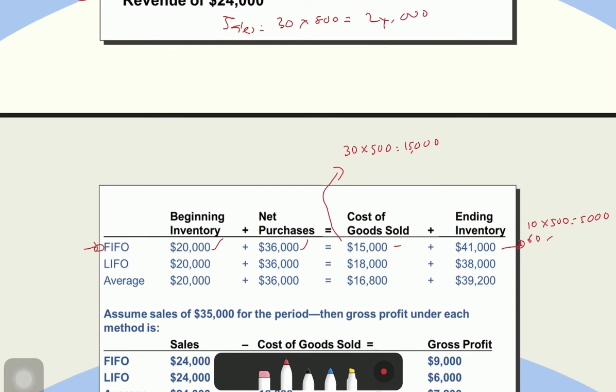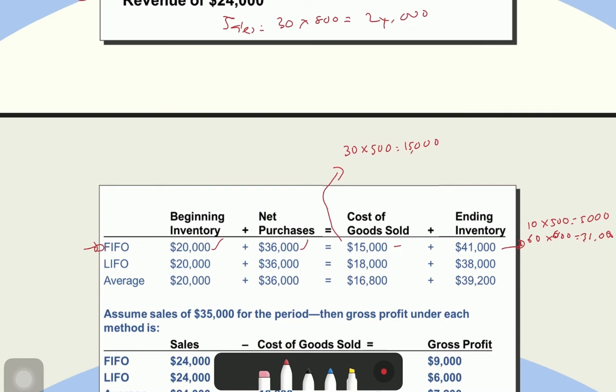Ada lagi 60. Yang ni dia beli pada harga berapa? 600. Okay. So 36,000, sorry. 36,000. Okay, and then you plus with 5,000, so you akan dapat 41,000. So itu kalau dia pakai FIFO method, maksudnya first in, first out. Yang dia beli dulu, yang itu yang dia jual dulu.